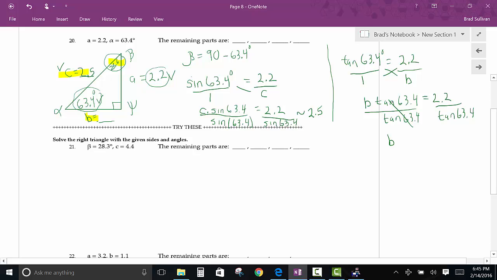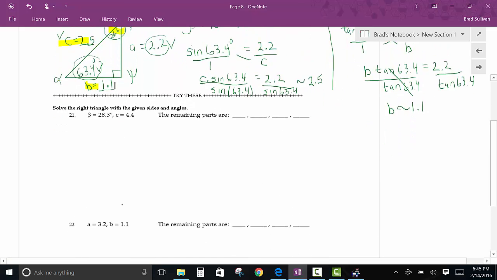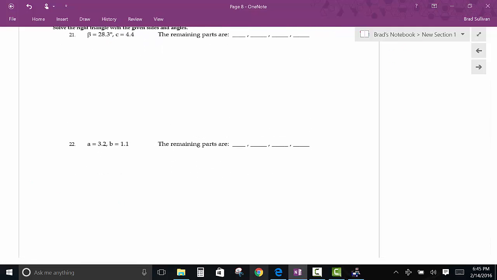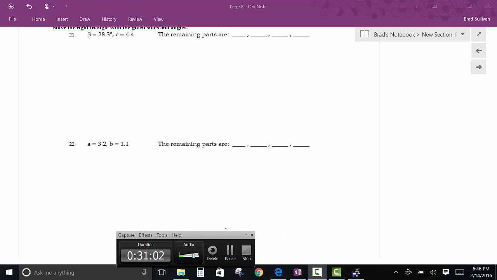On my trusty TI, 2.2 divided by tangent 63.4 gives about 1.1, so I'll round that to 1.1. Then our triangle is solved. We have found all the remaining parts of that triangle. Hopefully that makes sense. Now I'm going to let you work a little bit on this next one, so I'm going to pause my recording and let you do that.